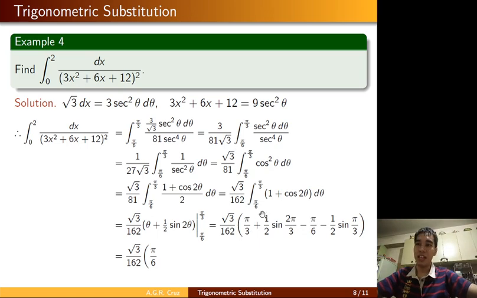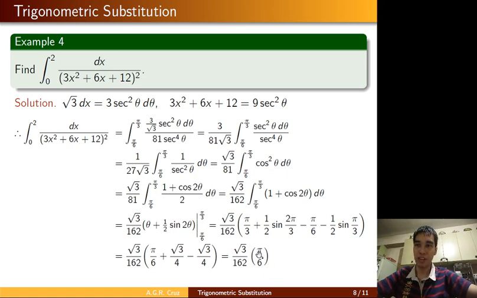Okay? And then for this one, you get 1 half times what is sine 2 pi over 3. Yung sine 2 pi over 3, that should give you square root of 3 over 2. Tama ba? So square root of 3 over 2 times 1 half, that's square root of 3 over 4. Positive. Okay? And then minus 1 half times what is sine pi over 3? Ang sine pi over 3, that should be again square root of 3 over 2 times 1 half again. You get minus square root of 3 over 4. And then these two will cancel out, leaving you with this one, and then times pi over 6.